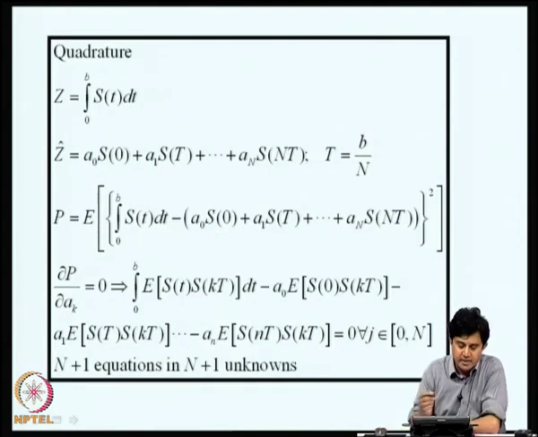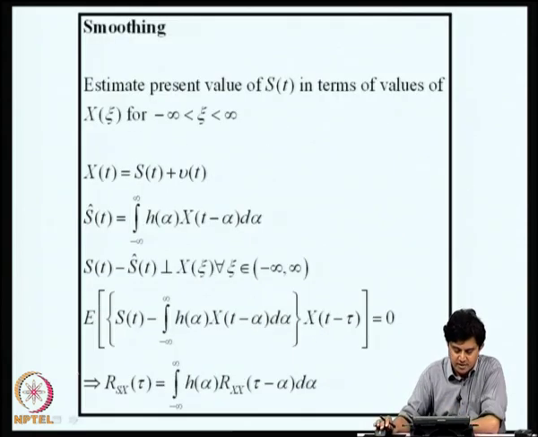The problem can be extended to problems of quadrature. Suppose you want to find z, which is the integral from 0 to b of S of t dt. The estimator for z is a linear combination of S of t evaluated at certain time instants 0, T, 2T, 3T and up to capital N T. We can implement this method and derive these a naught, a1, up to an, and we will get n plus 1 equations by minimizing the mean square error with respect to these AKs, and this problem also affords an approximate solution.